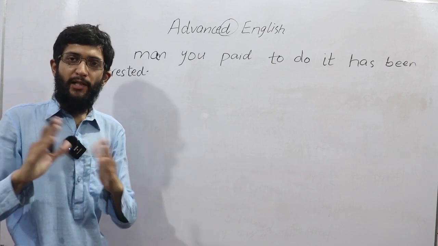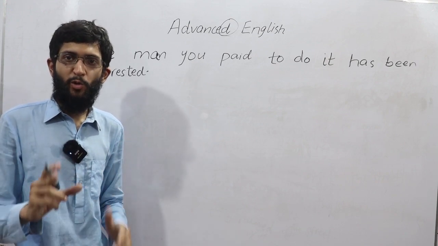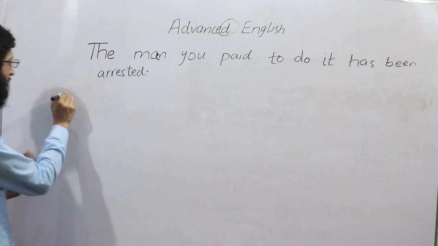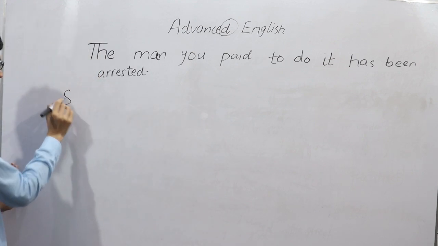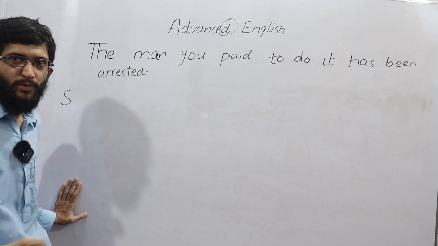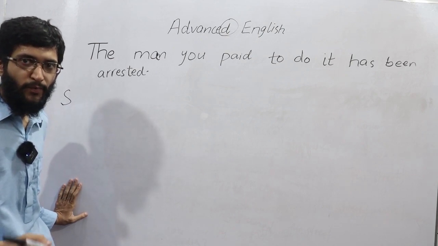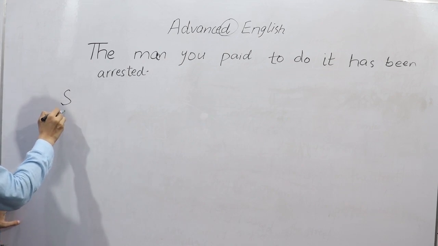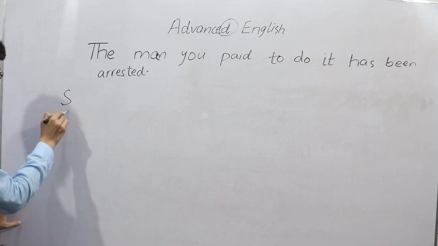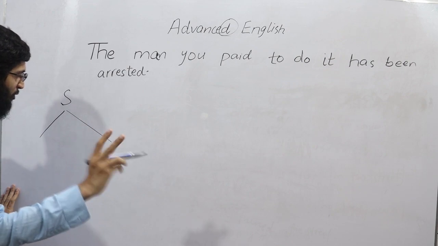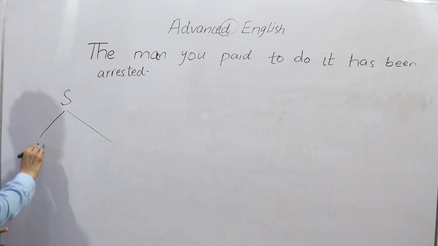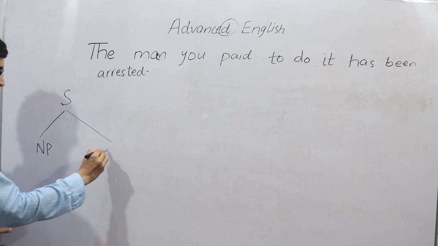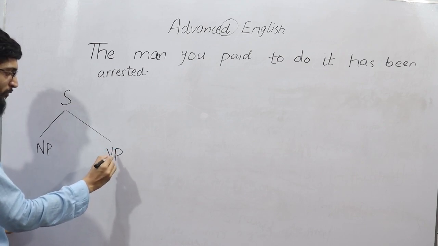Whenever you see any sentence, divide it into two parts. Syntax tells you about this. Actually, we have to draw some syntactic trees, but I would try to make things easier for you. So S means sentence. A sentence can be divided into two parts: first, NP, noun phrase; second, VP, verb phrase.